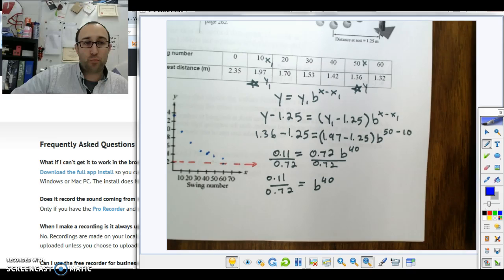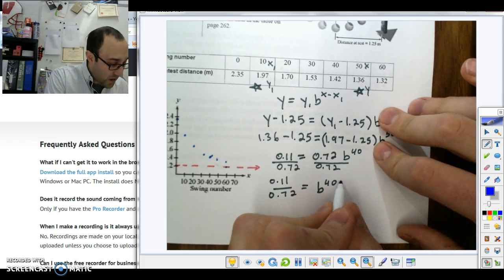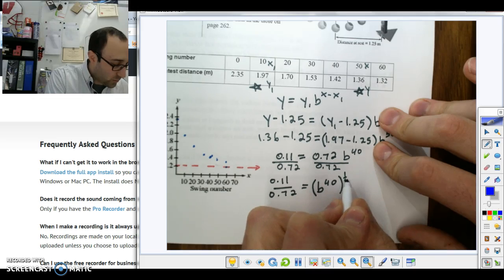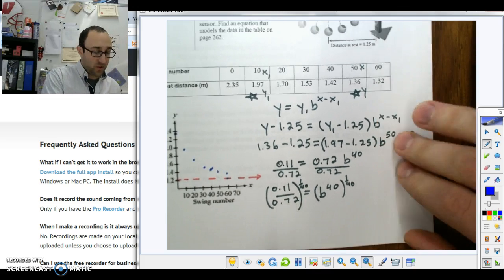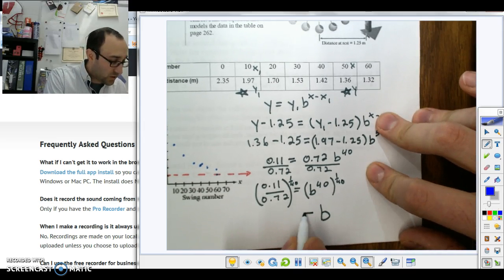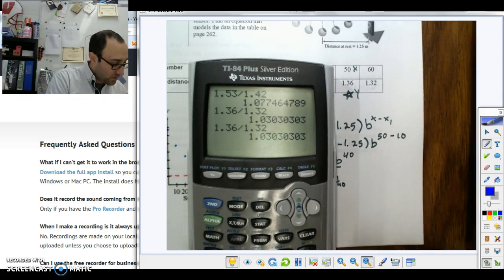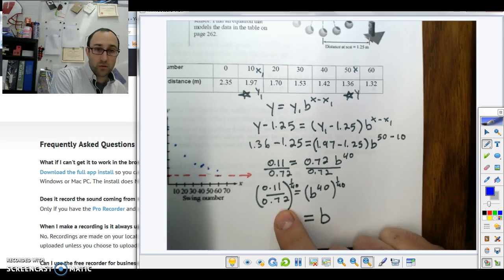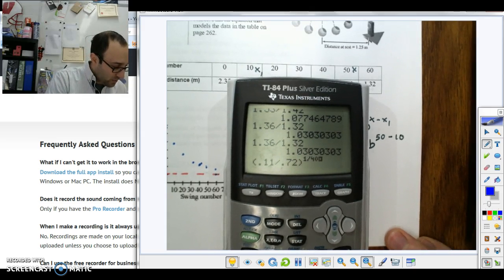Now what we've learned from the previous assignments is we know how to undo something to the 40th power. I want to find the reciprocal and take the exponent of both sides. So it's going to be 1 over 40, and we'll do the same thing for this one, 1 over 40. Now I don't know what that is in my head, but I know the right side is going to be b. So now I'm going to take my calculator, and I'm going to take 0.11 divided by 0.72, which were my numbers, and I'm going to take that to the 1 divided by 40.